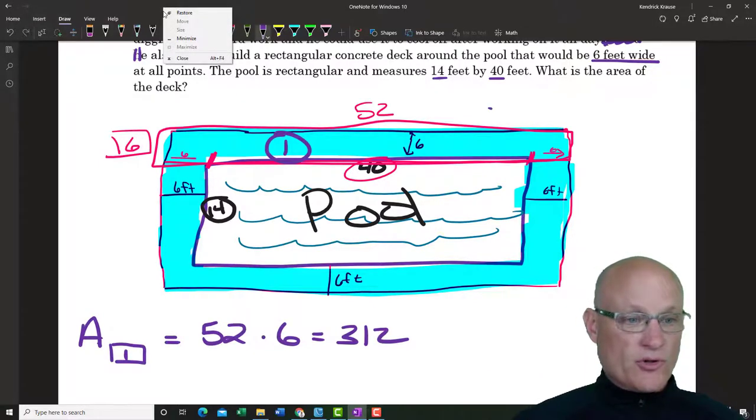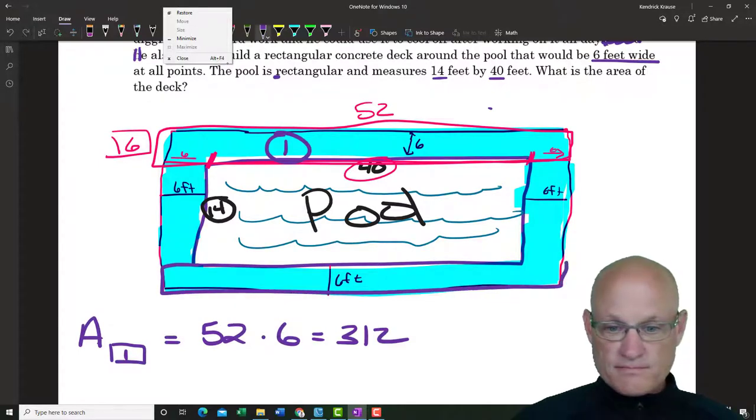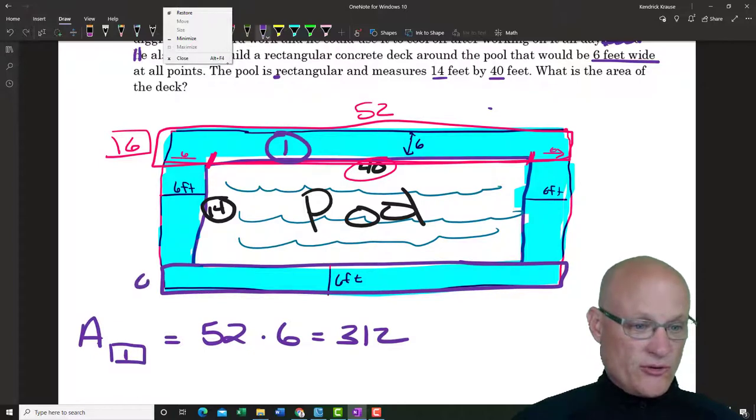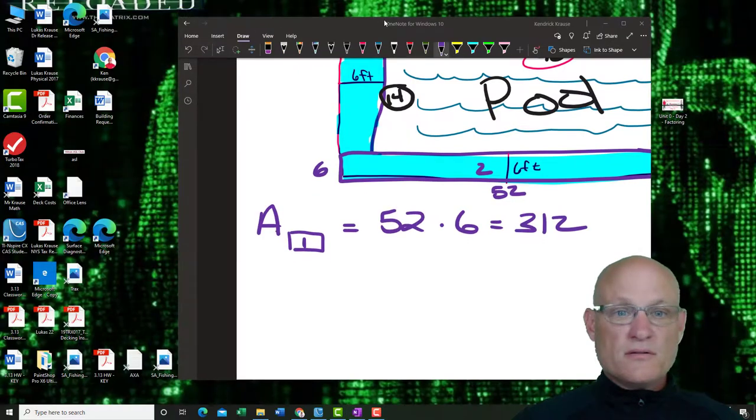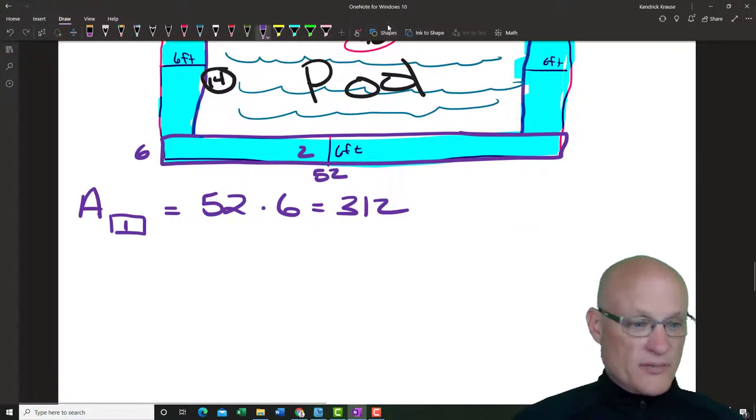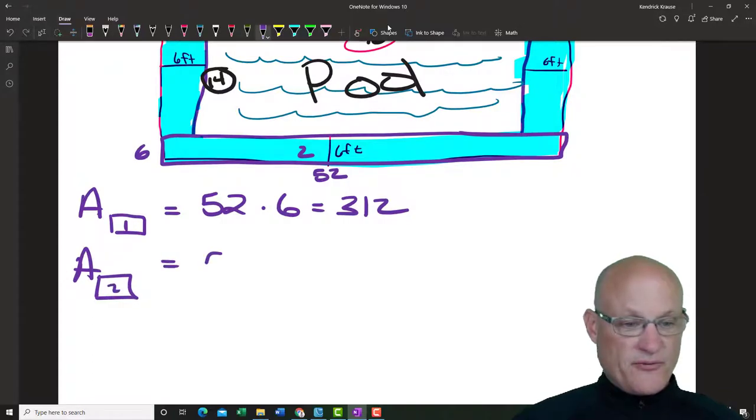Now, I'm also going to do this bottom area. So down here, this is also 6 times 52. So that we're going to call area 2. That's the same thing. It's 52 times 6, which is 312.